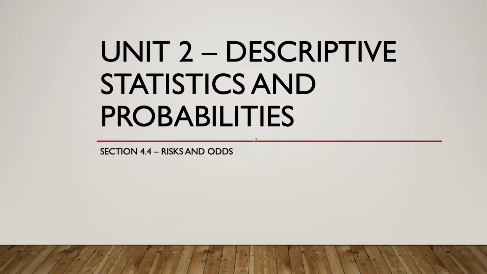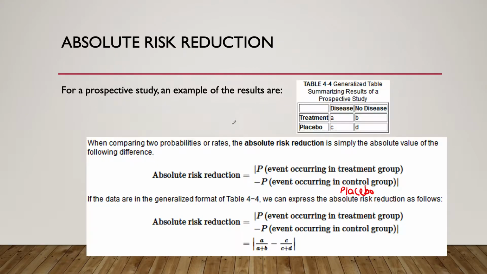Section 4.4 is on risks and odds. And we first start off with absolute risk reduction. This is where, for a prospective study, an example of the results would be something like this table here. So this is a generalized table summarizing results of a prospective study.